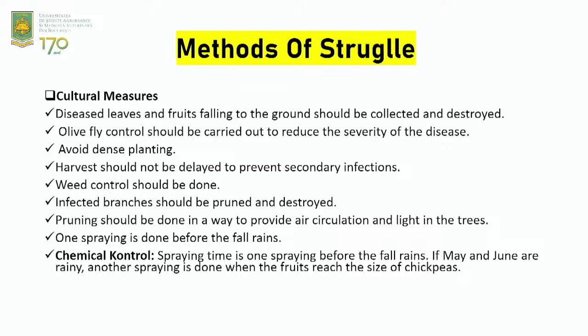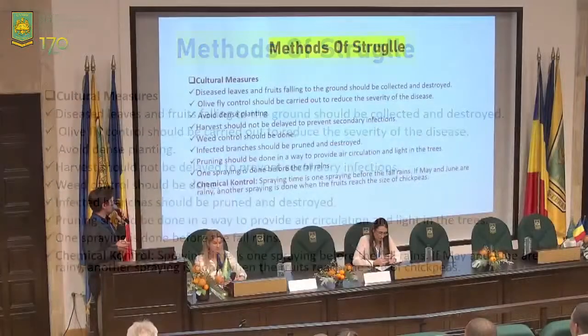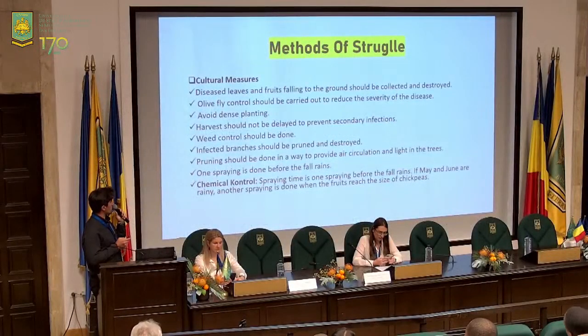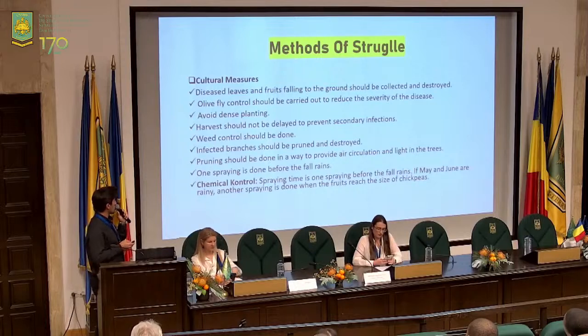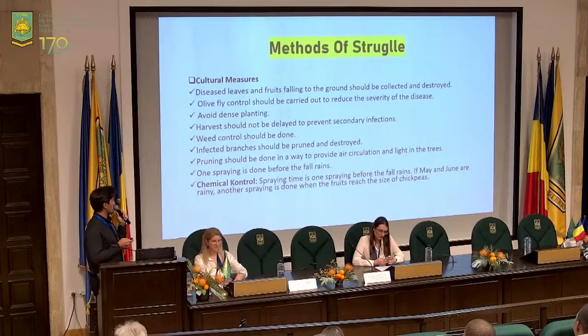Cultural measures. The leaves and fruits falling to the ground should be collected and destroyed. Olive fly control should be carried out to reduce the spread of the disease. Avoid dense planting. Chemical control: spraying should be done before flowering. If May and June are rainy, another spraying is done when the fruits reach the size of chickpeas.